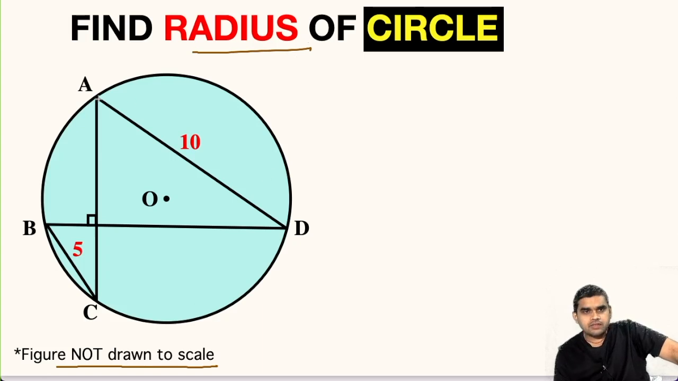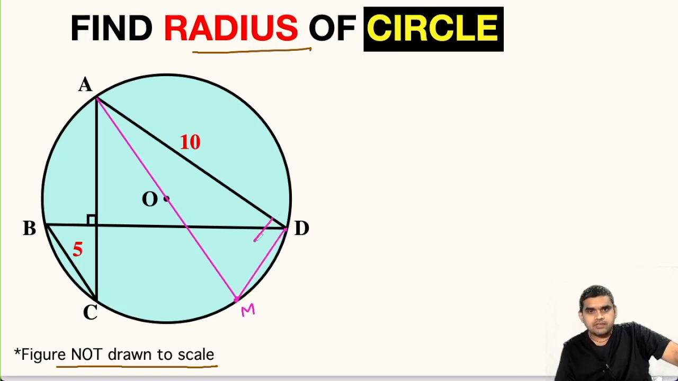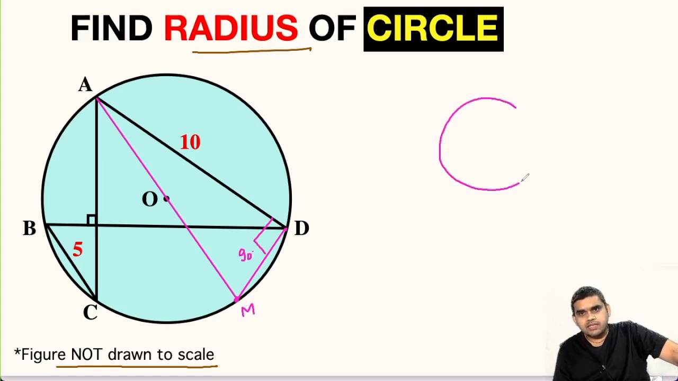So let us begin. First of all, let us join points A and O and then extend it. So this will be the diameter of this circle. Let us name this as point M. Now if we join these 2 points D and M, this angle will be 90 degree, because we know a theorem that if we have a circle and this is the diameter, then on this semicircle, if we take any point on the circumference, then this angle is always 90 degree.